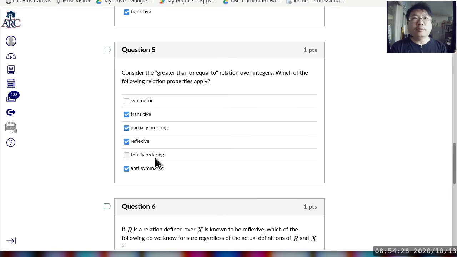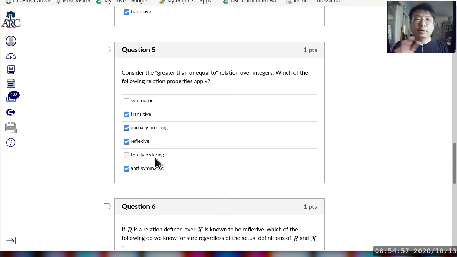In other words, if I pick any two integers, let's call these two integers A and B, is it true that either A is greater than or equal to B, or B is greater than or equal to A? Okay, now let me rephrase it. I used the wrong phrase. Instead of using either or, it is just a regular or. So let me just rephrase the whole thing.